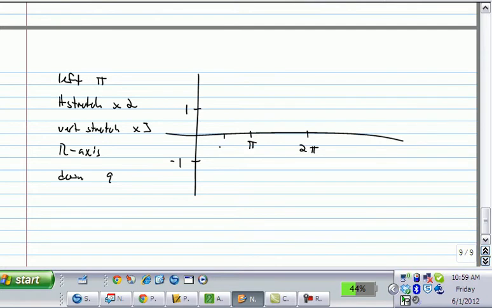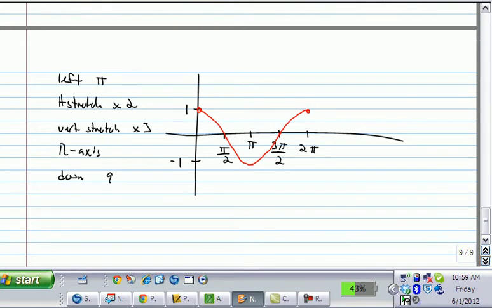This guy here was pi over 2. 1/2, 2/2, 3/2, 3 pi over 2. So, just cosine x looks like this. Now we actually have to get through the transformations.